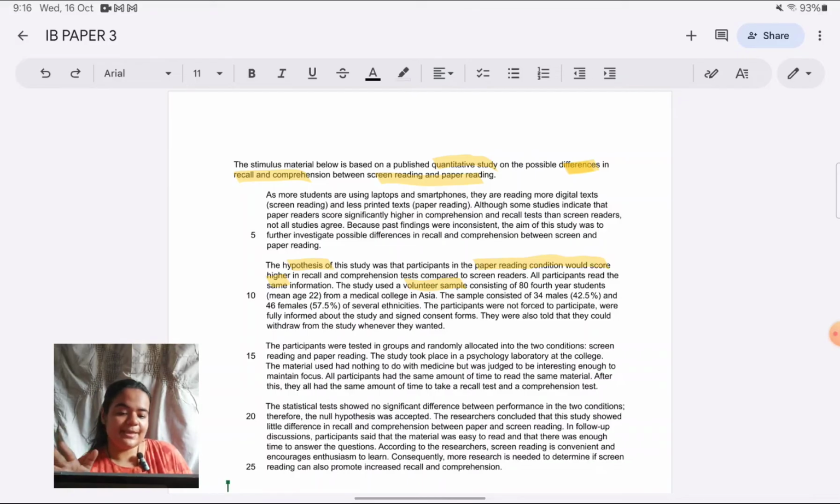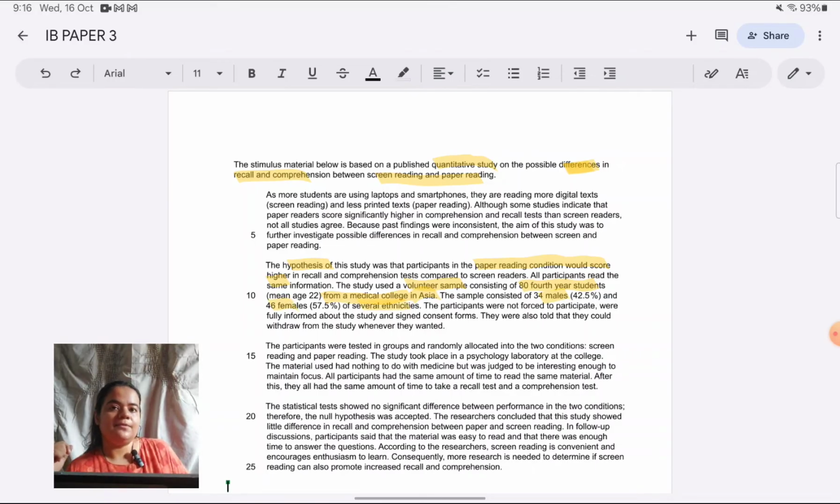So a volunteer sample consisting of 80 fourth year students from a medical college in Asia. Very important to note where they are coming from and how they are coming, because it helps us to answer not only the sampling question, but also any question on bias and generalizability, which comes towards the ending 9 marker. These points are very useful. The sample consisted of 34 males and 46 females of several ethnicities.